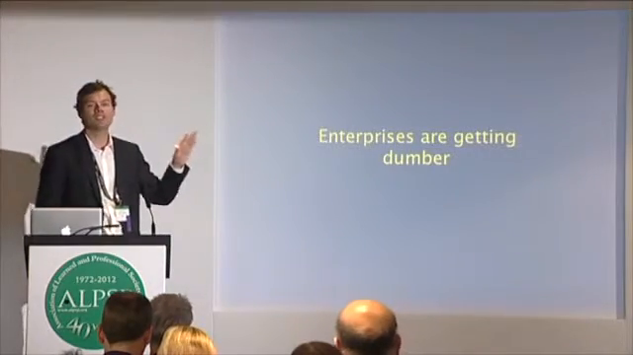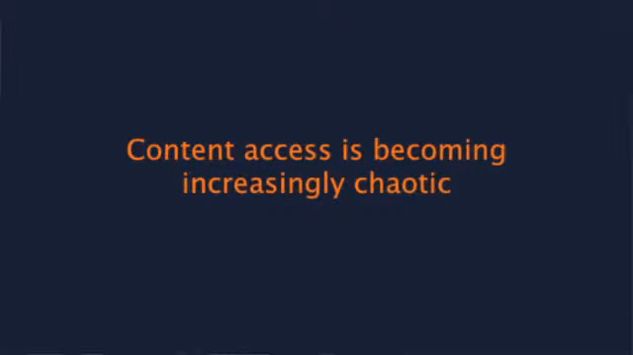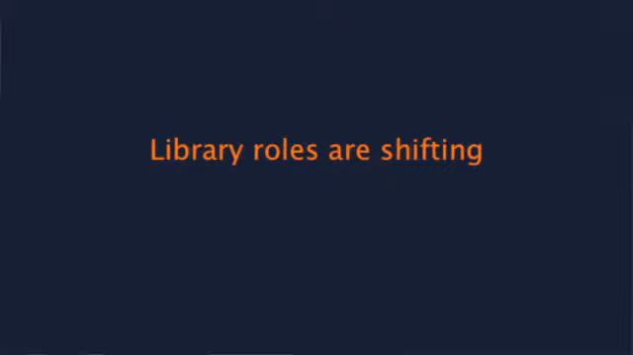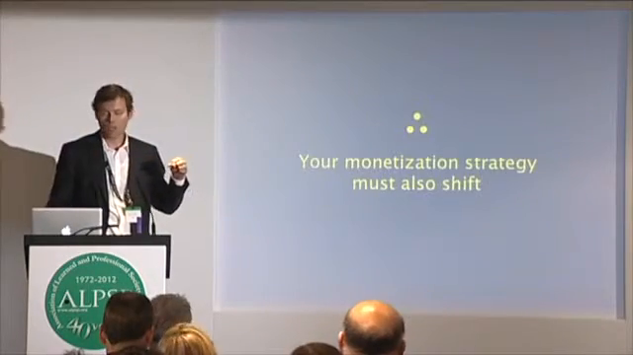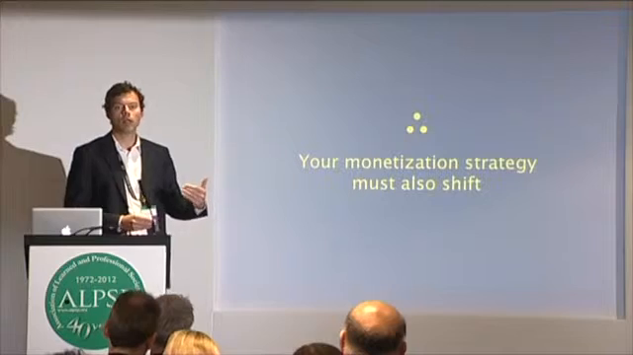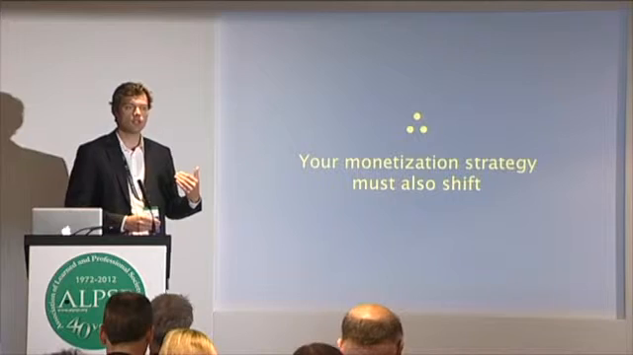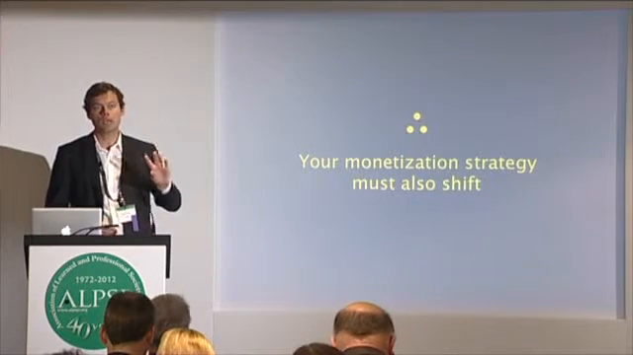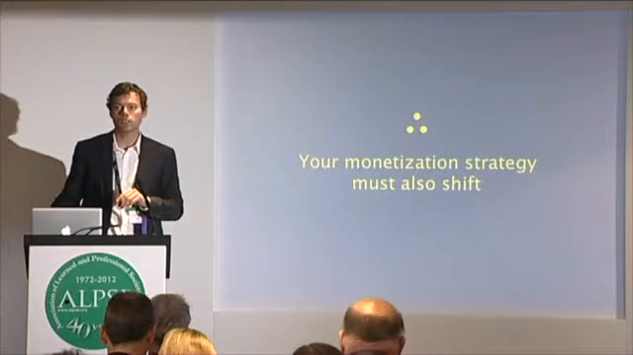There are 3 stories. First is enterprises are getting dumber. Second, content access is becoming increasingly chaotic. Third, library roles are shifting because of those 2 things. And fourth, therefore, your monetization strategy has to shift, and where can you find this long-tail revenue in order to backfill some of those lost revenues because of the changes. All right? So we're going to do those 3 stories, and then a quick food for thought recommendation on how you can take advantage of this industry change.